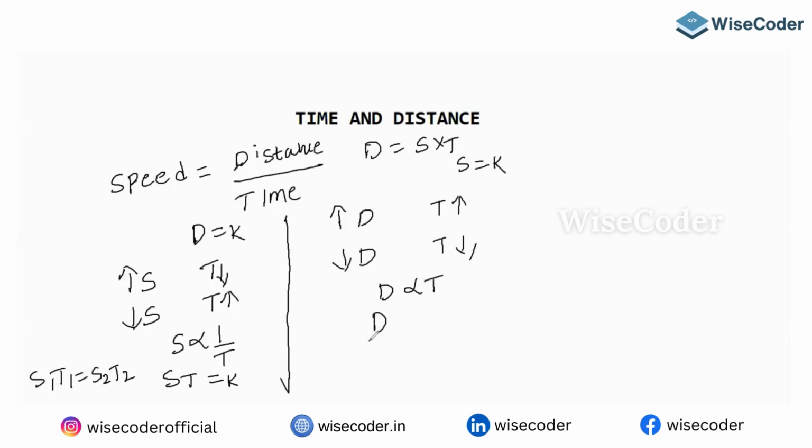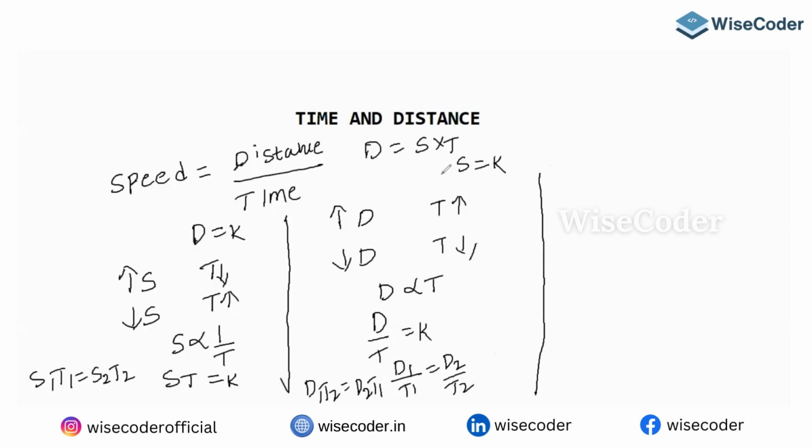So from this you can write d by t is equal to a constant. From this you can write d1 by t1 is equal to d2 by t2. If you rearrange this, what you're going to get is d1 t2 equal to d2 t1. So this is one of the observations, when the speed is constant, you will come across direct variation.